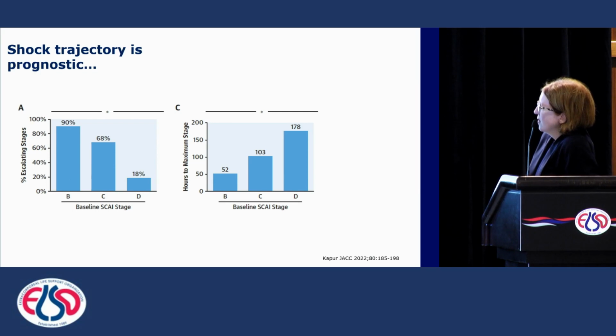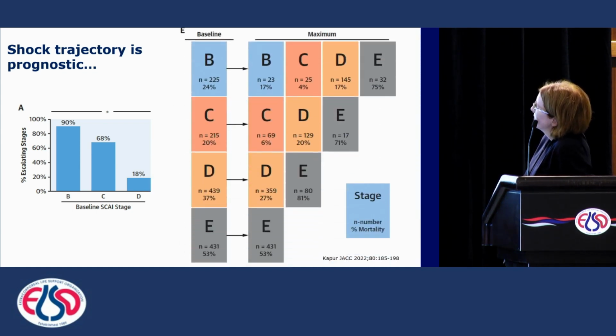So we learned that from my friend and colleague down here, Dr. Kapoor, looking at the Cardiogenic Shock Working Group, about 3,400 patients. They took their baseline SCAI stage and looked at the frequency of escalation to higher risk stages. So of the B patients at baseline, 90% of them escalated to C, D, or E. C patients, 68% of them escalated over time, and you can see the time to escalation. So, 178 mean hours, that's a lot of time that we have to intervene.